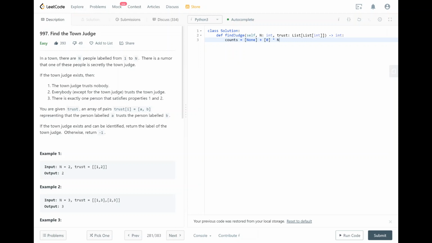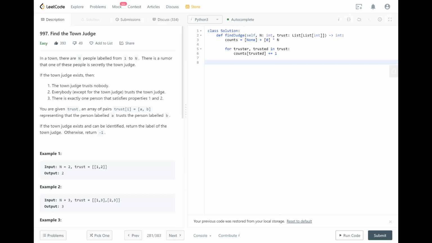Now what this means is we're going to have the None item followed by a collection of zeros, each 0 representing a townsperson and how many people trust them. Now let's go ahead and iterate through the trust array. For truster, trusted in trust, colon. We're going to keep track of how many people trust the trusted by adding 1 to their array value inside of counts. So at the index of trusted, we're adding 1 where we start at 0.